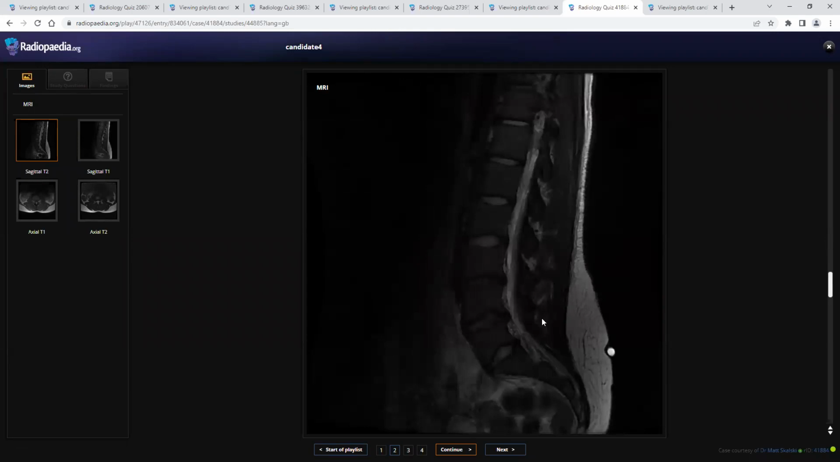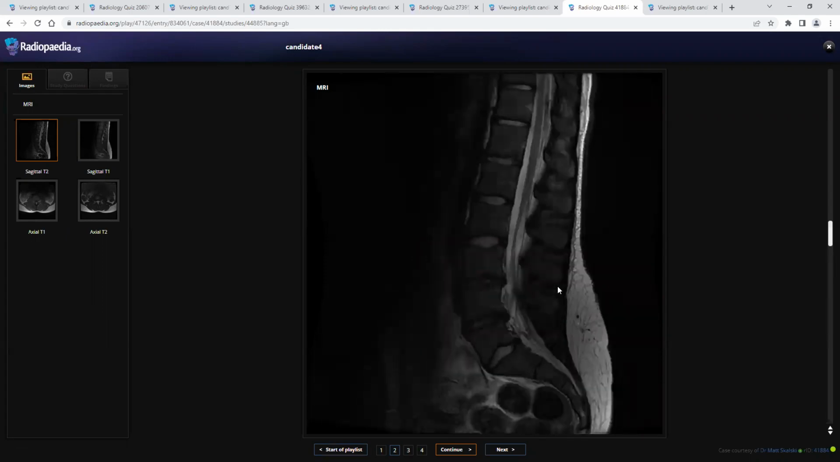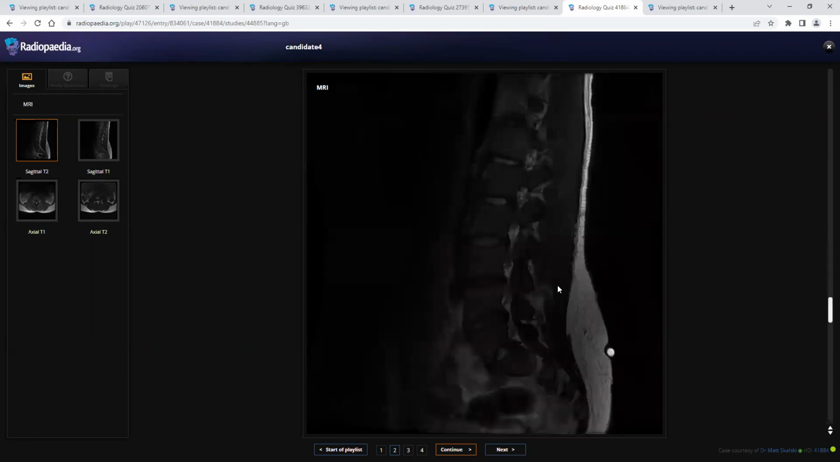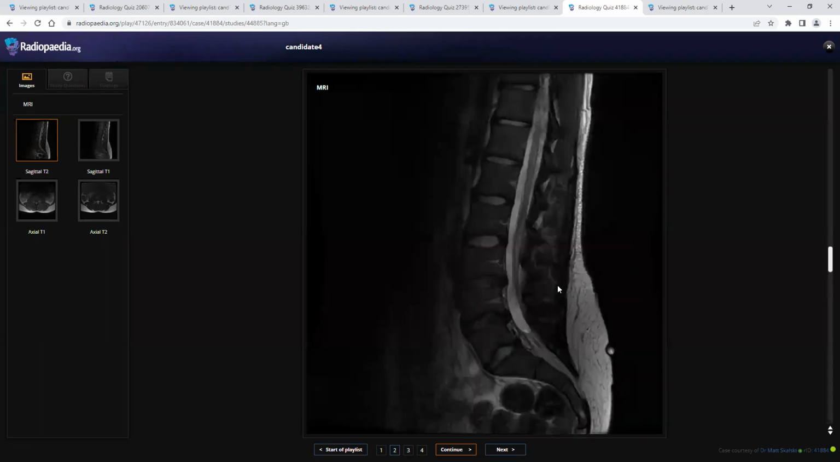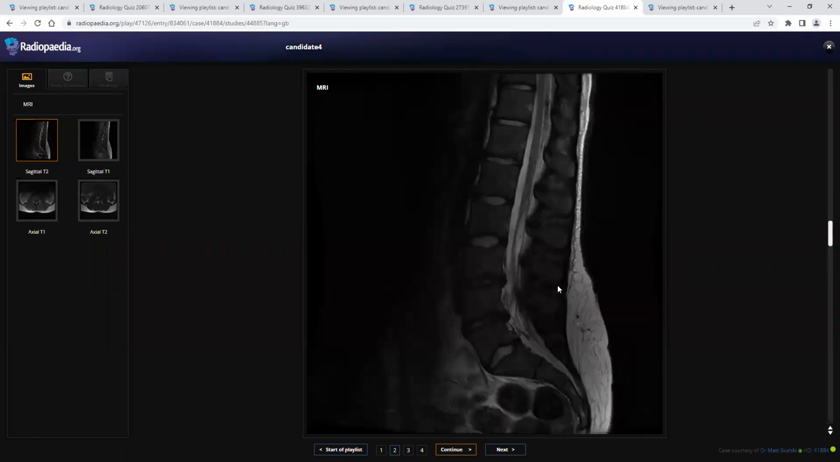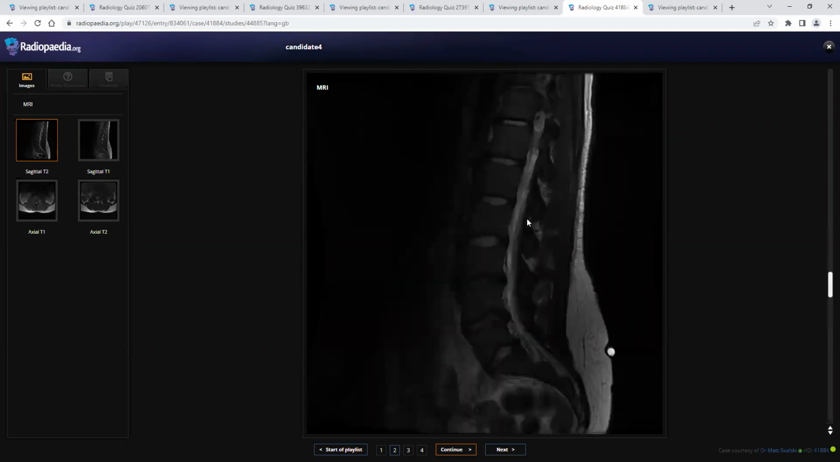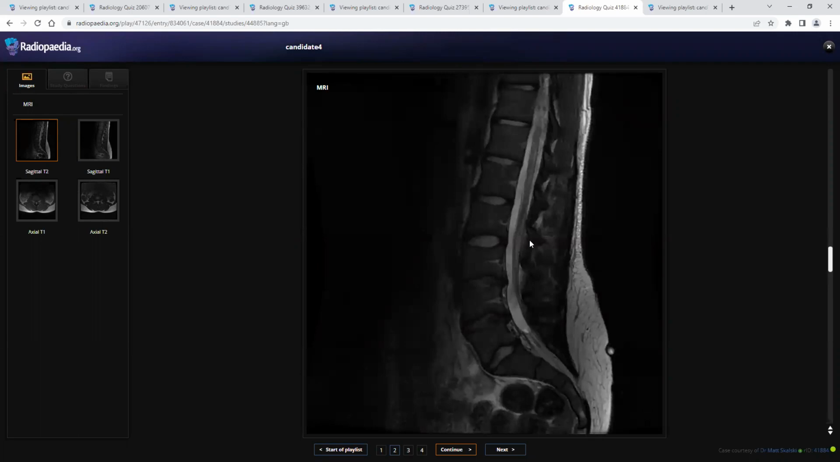I'm given an MR image of the lumbar spine, T2 weighted images, sagittal view. Okay. So I can see the level of the conus terminalis is at a lower level, maybe corresponding to L4, L5. So I have some suspicion about a tethered cord in this.